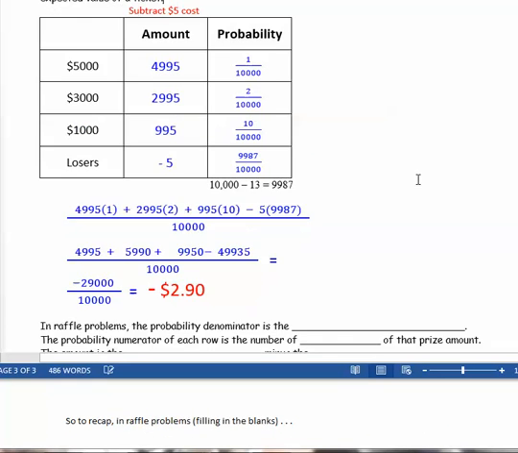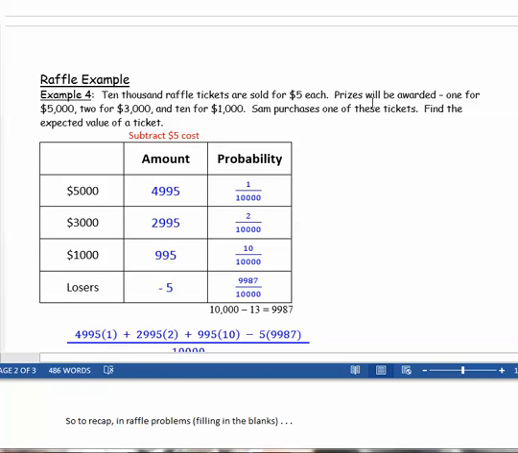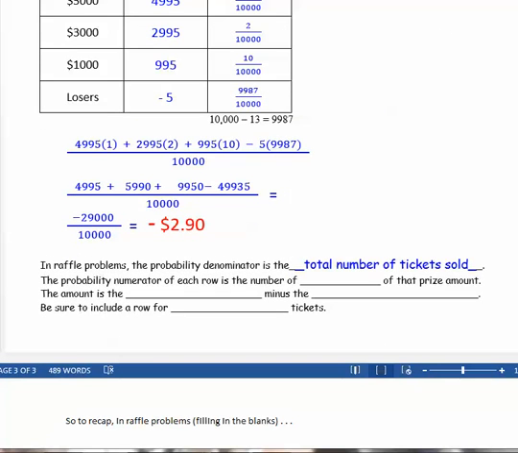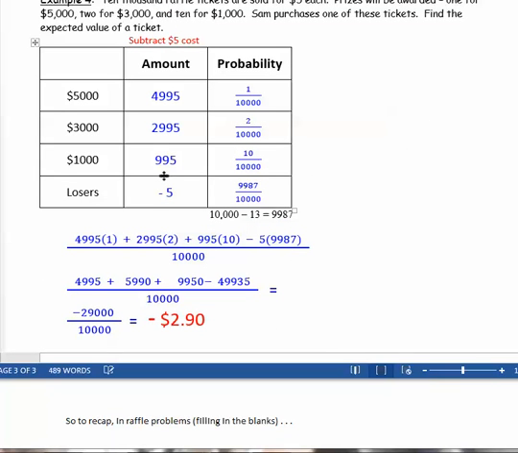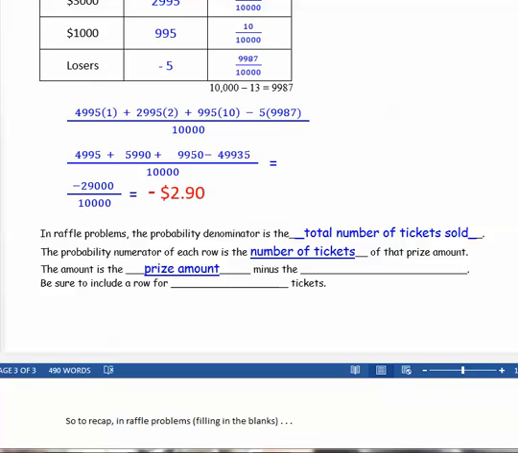So to recap, in raffle problems, the probability denominator, the 10,000, was the total number of tickets sold. The probability numerator of each row is the number of tickets of that prize amount. The amount in the amount column is the prize amount minus the cost. And be sure to include a row for the losing tickets.